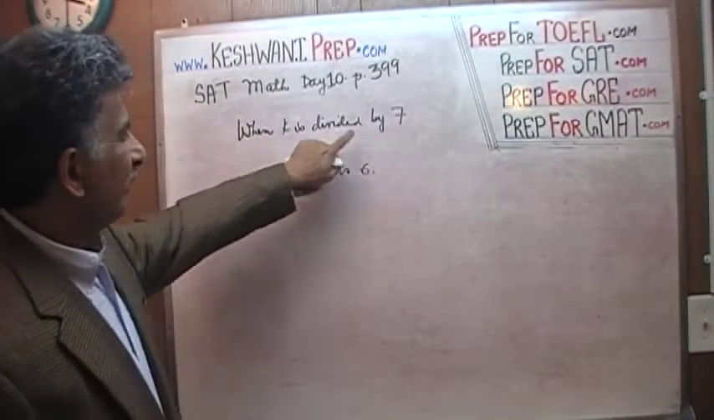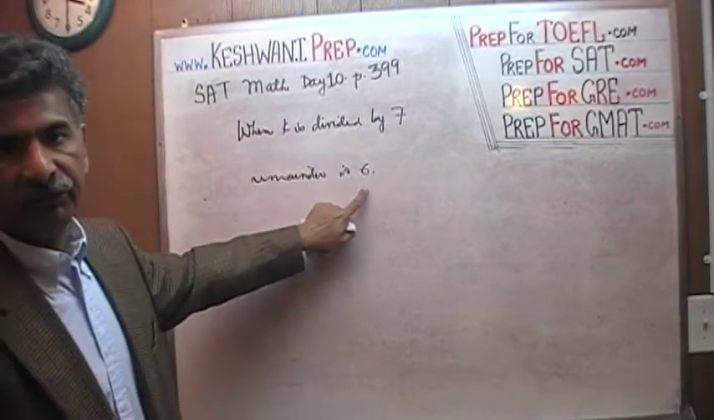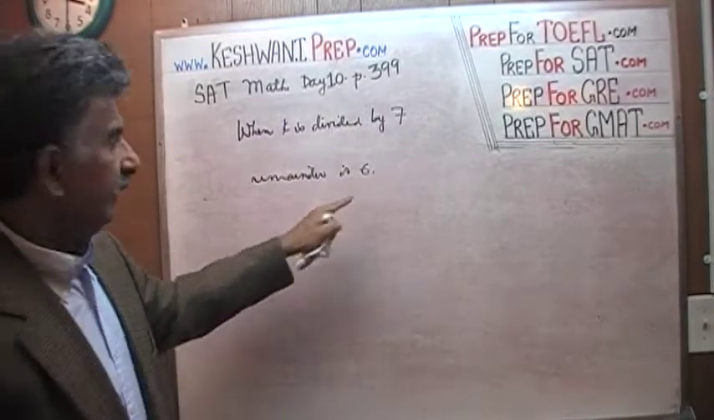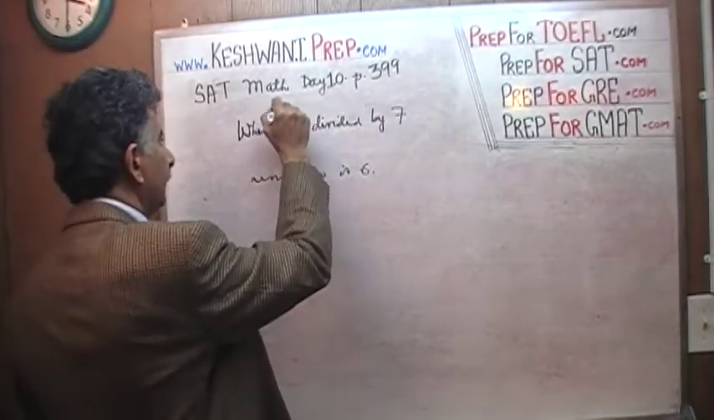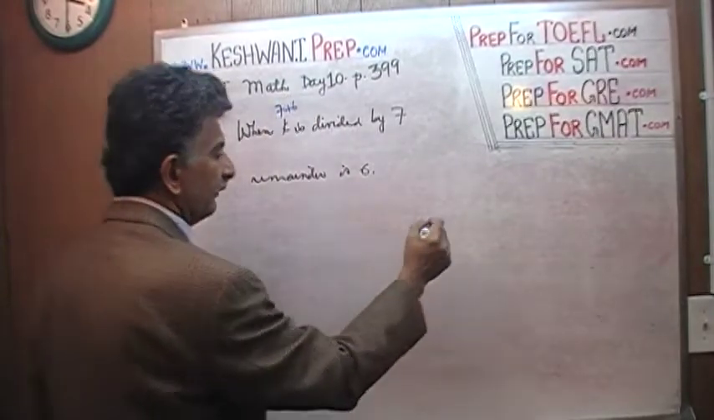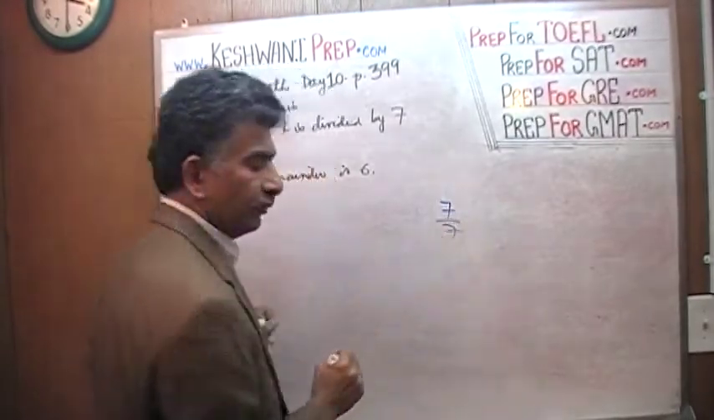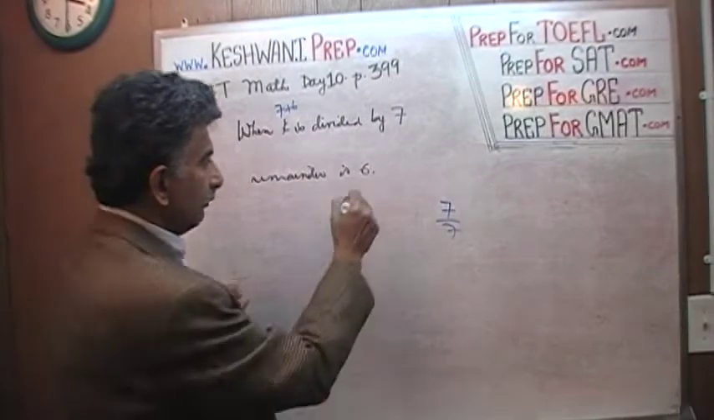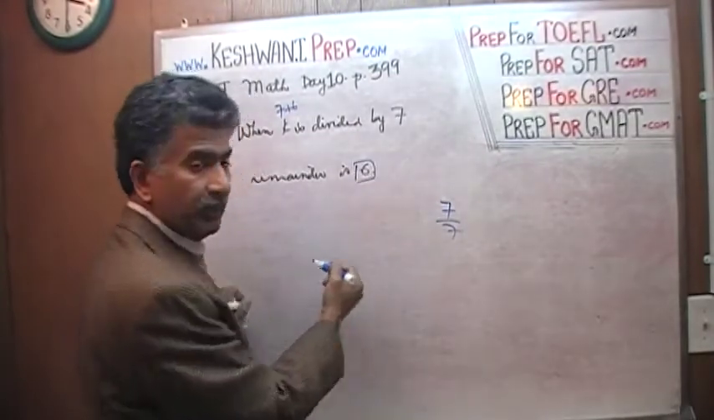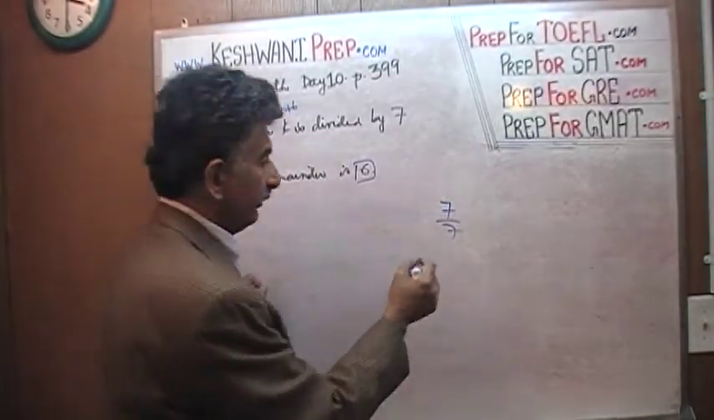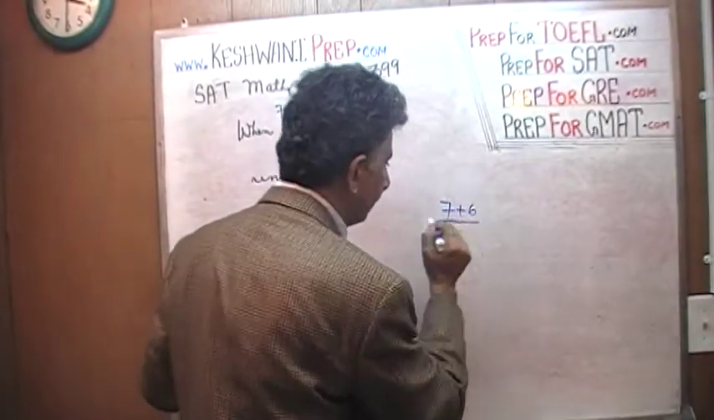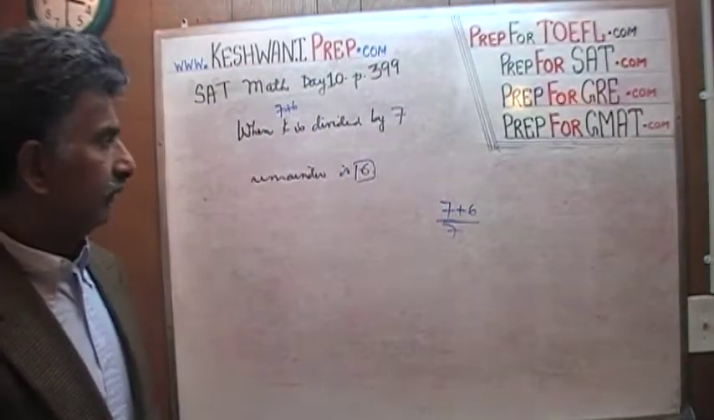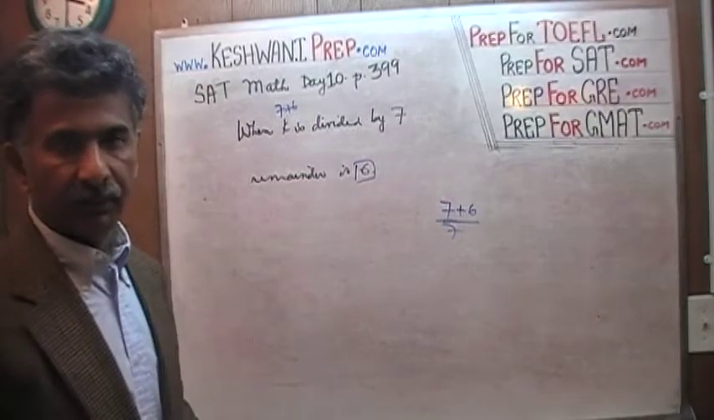When k is divided by 7, the remainder is 6. What would that number be? Well, that number would be 7 plus 6. Because 7 divided by 7, of course, is 1. It goes evenly into it. We want a remainder of 6. What better way to make sure that we have a remainder of 6 than to simply add 6 to it? And that will give us a remainder of 6 because we just added 6 to it.